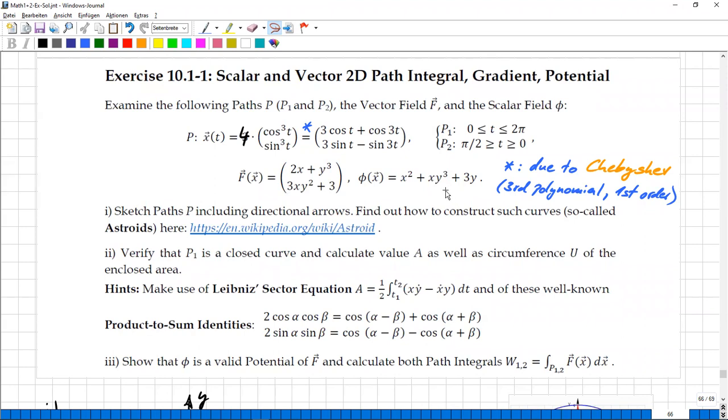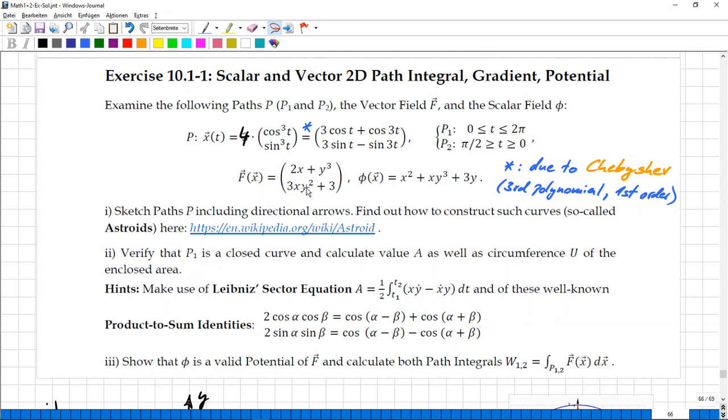More especially speaking, in any case where the path is a closed curve, I can easily predict that the result of the corresponding path integral of this vector field will be 0. So that's what we found out the previous time.